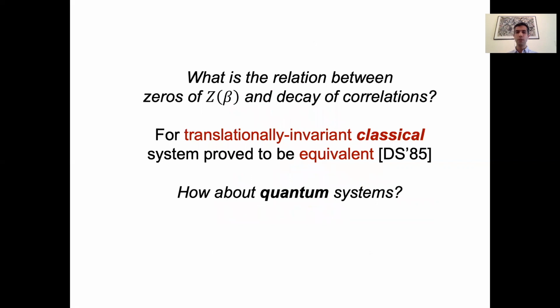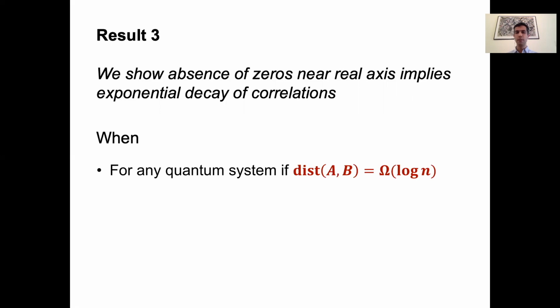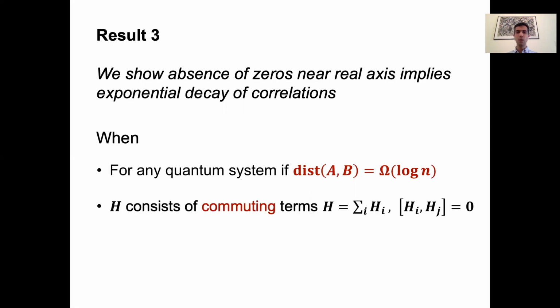In our work, we consider the quantum version of this question. And we show that for real temperatures, where there are no complex zeros around them, the correlations in the Gibbs state decay exponentially. This is when the distance between the observables A and B is at least logarithmic in the number of particles, or we can improve this to when the distance is just a constant if the Hamiltonian consists of mutually commuting terms, which is still different from being classical. Or when we have a general Hamiltonian, but it's on a 1D chain.